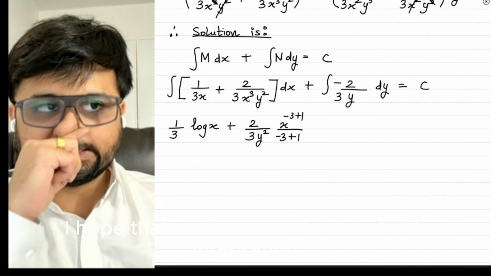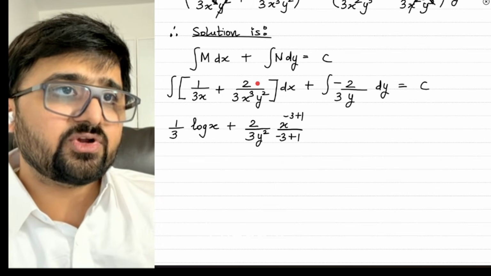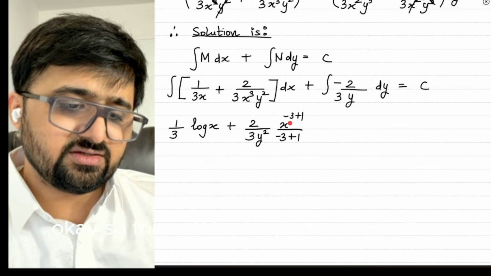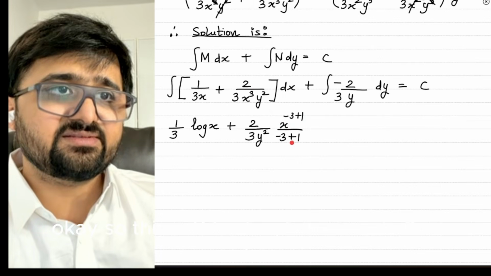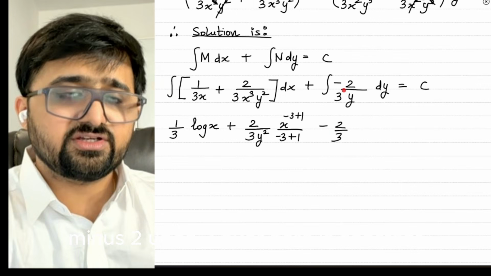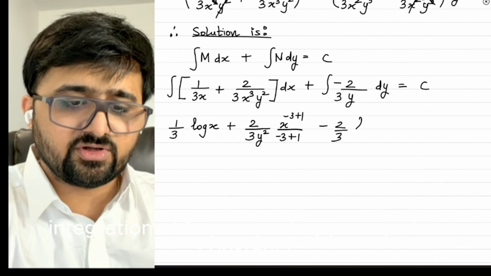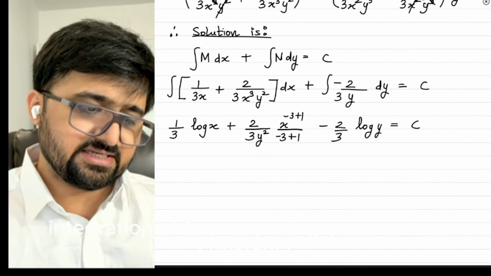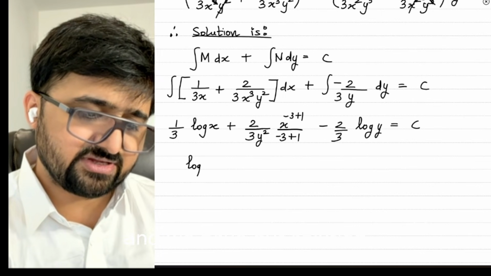I hope that makes sense. Basic rule of integration. 1 upon x to the power 3 is just like x to the power minus 3. So it's x to the power minus 3 plus 1 and minus 3 plus 1. Minus 2 upon 3 over here is constant. Integration of 1 upon y is log y is equal to constant c. Just simplify this a little bit and we have our solution.